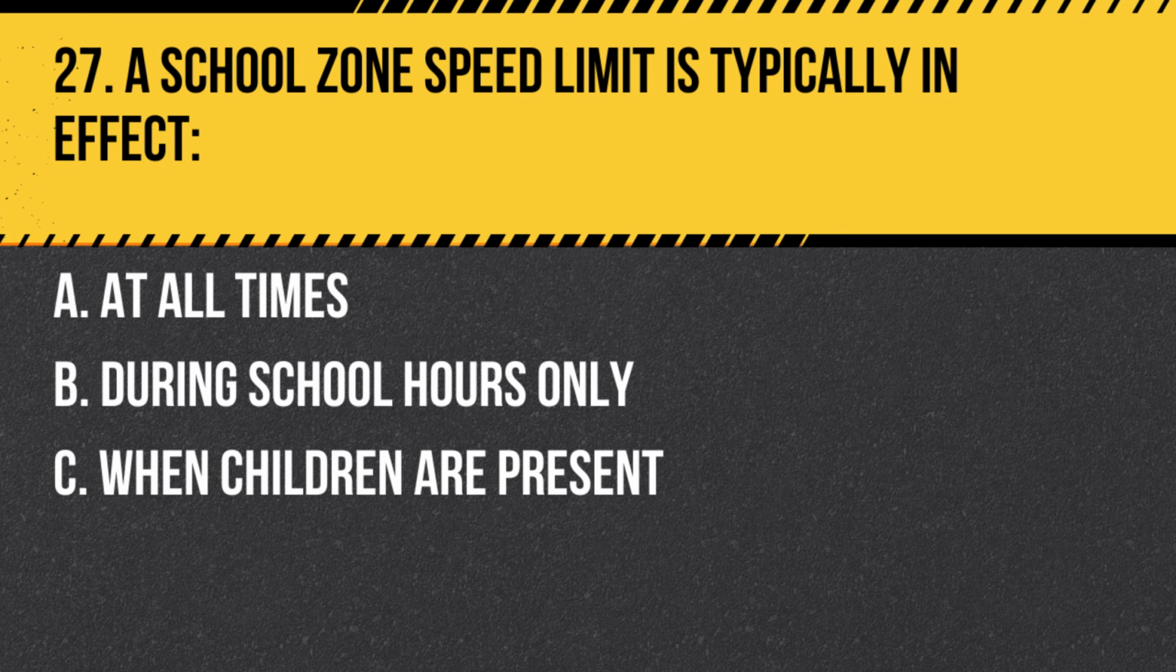Question 27. A school zone speed limit is typically in effect: A. At all times. B. During school hours only. C. When children are present. Answer: C.